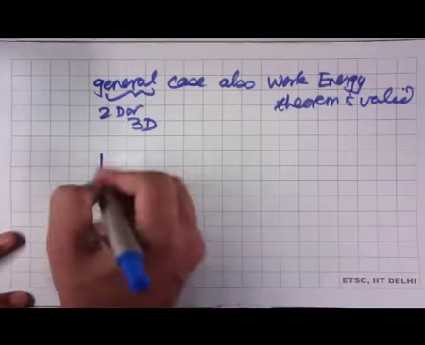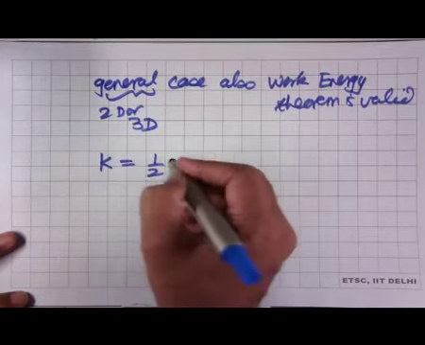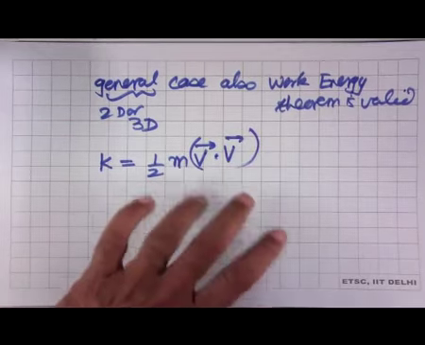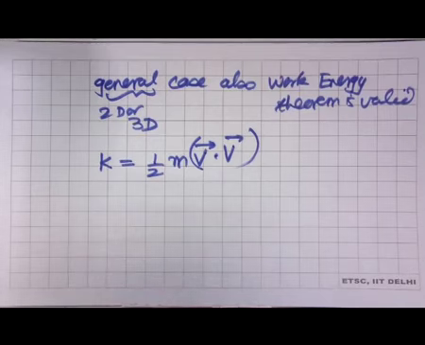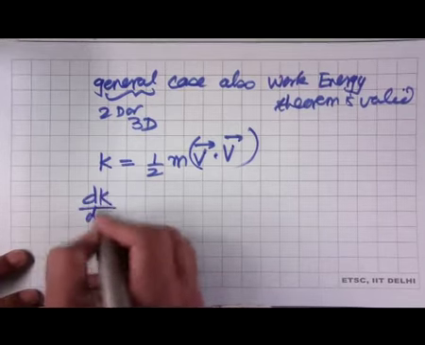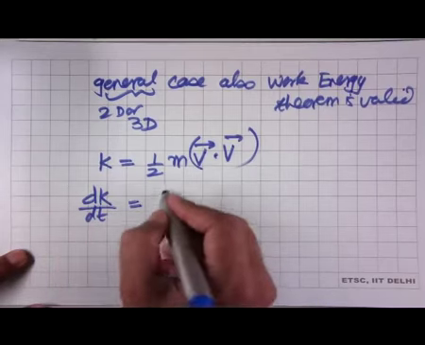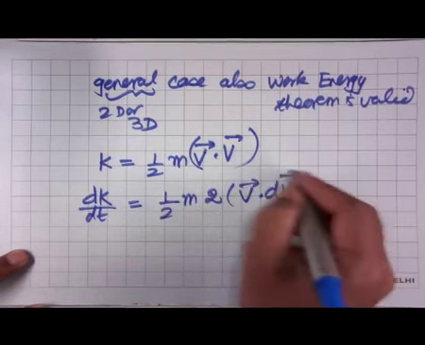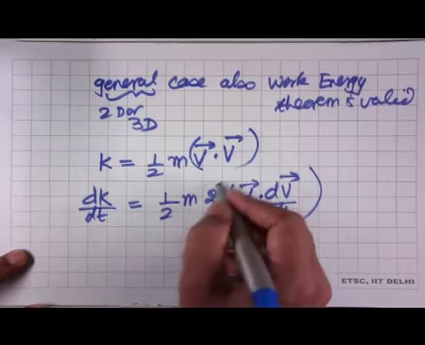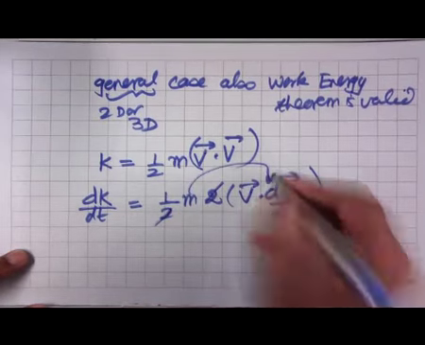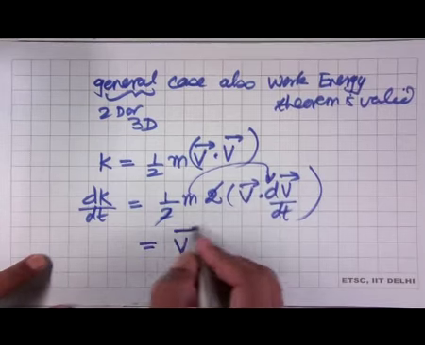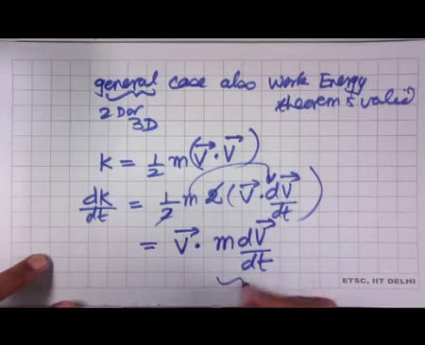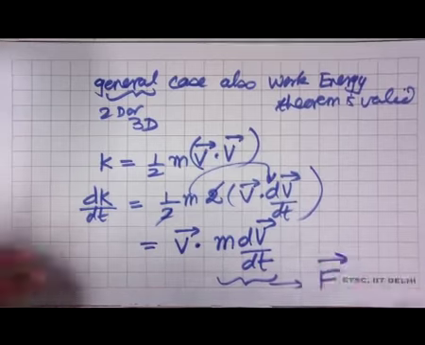And here what we will use, if we have a general case, is K equal to half m v dot v. Now we use the velocity vector and write the kinetic energy in this form. When we take dK by dt, we get half m times 2 times v dotted with dv by dt, and then the 2 and the 2 will go away, and m can be taken with this. So this becomes v dotted with m dv by dt, and m dv by dt is nothing but F.